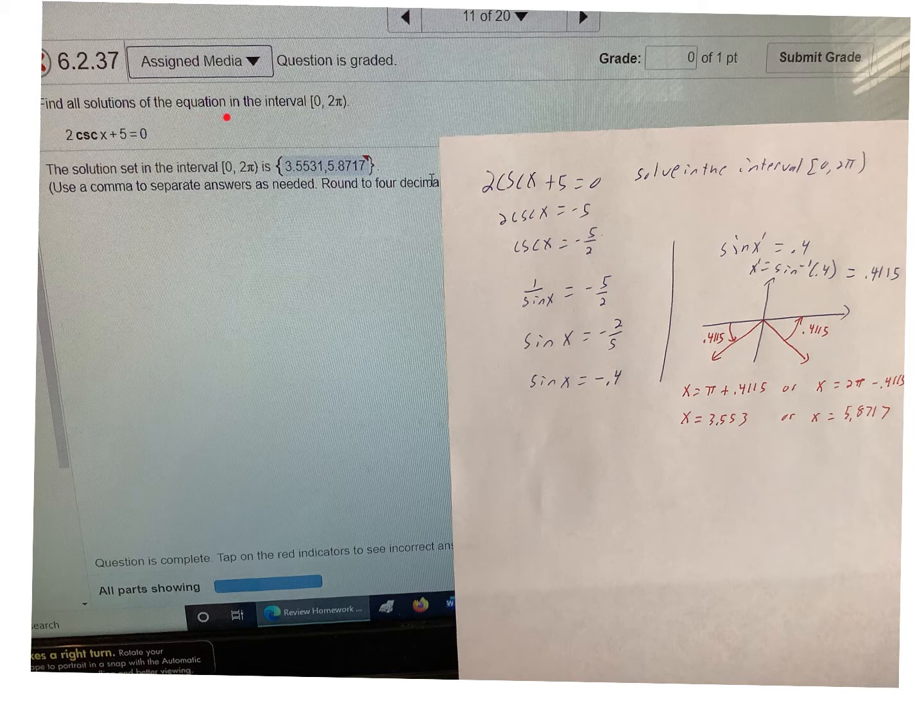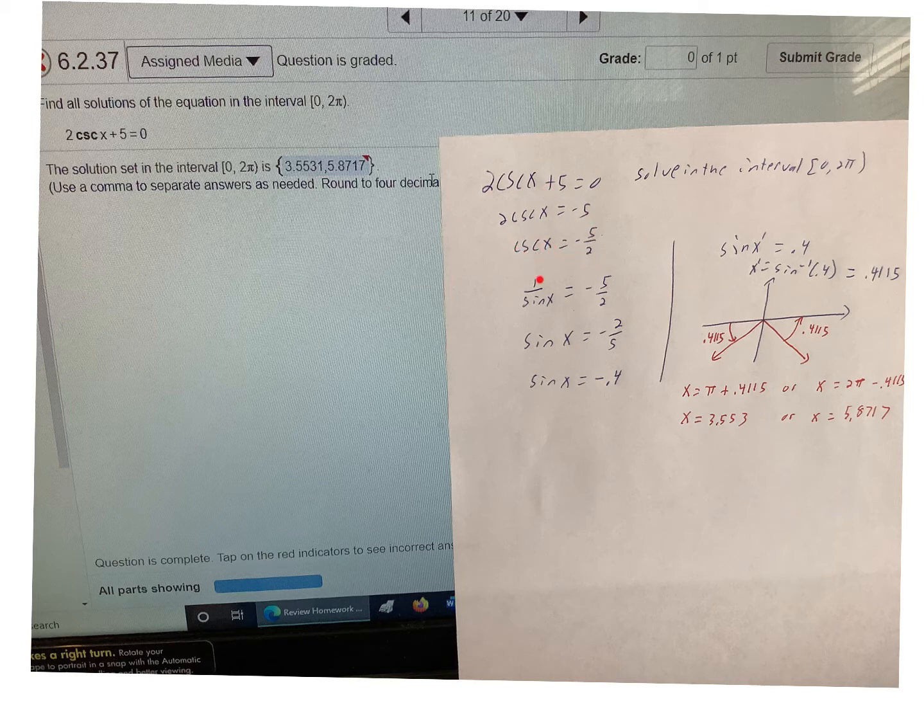You want to find all solutions of the equation on the half-closed interval 0 to 2 pi of 2 cosecant x plus 5 equals 0. So we're in radian mode and round to 4 decimals. First thing I do is subtract 5 and then divide by 2. So cosecant of x would equal negative 5 halves.